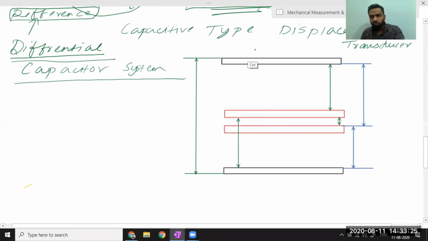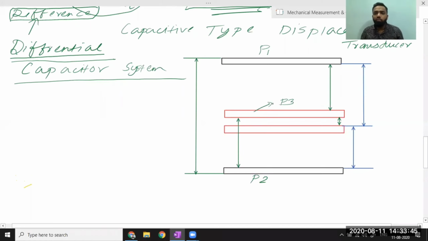Now what I'm going to show you: suppose there are three plates. Let this plate be called P1. There is another plate, you can see this black plate at the bottom. This plate is P2. These two plates are at different positions. Let this plate be called P3.